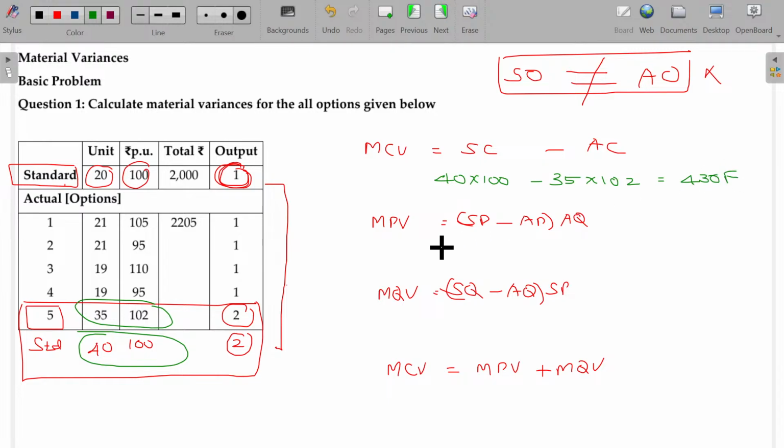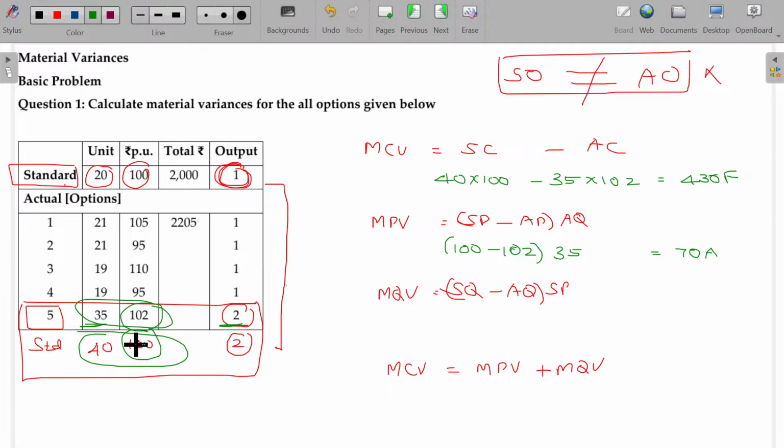Favorable. Okay. And standard price being 100, actual price being 102. 100 minus 102. Actual quantity in this case being 35. 2 rupees into 35, 70 rupees adverse.